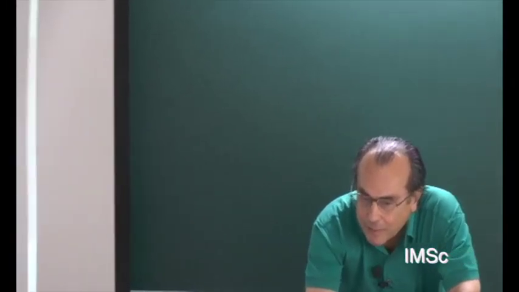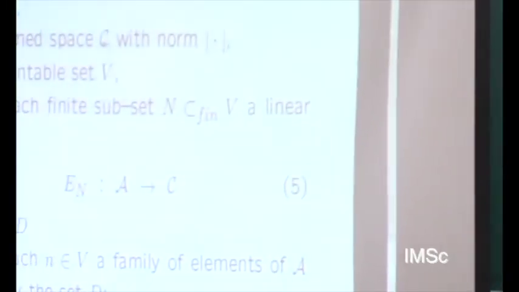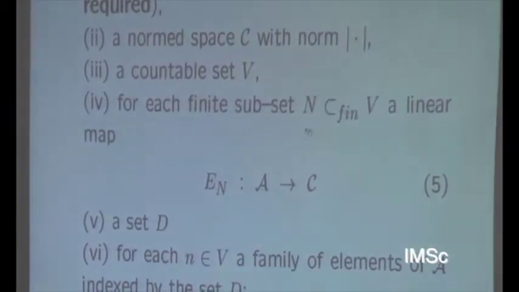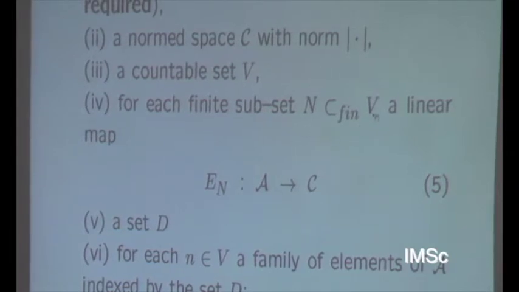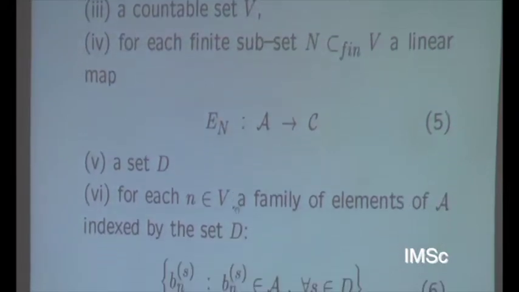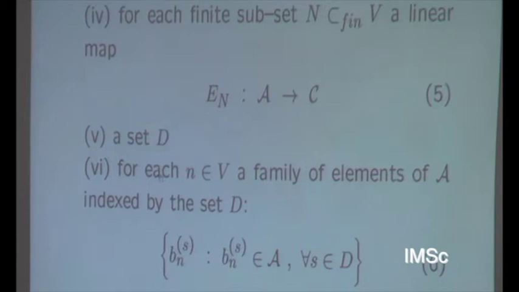Okay? So, we have a normed space which replaces the complex number, and we have a linear map. For every finite subset of the index set V, we have a linear map depending on n. This is important because some central limit theorem require it, from the algebra A to the Banach space C. Then we have a set D. What is this set D?